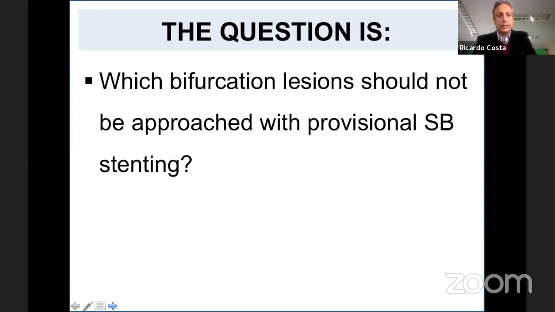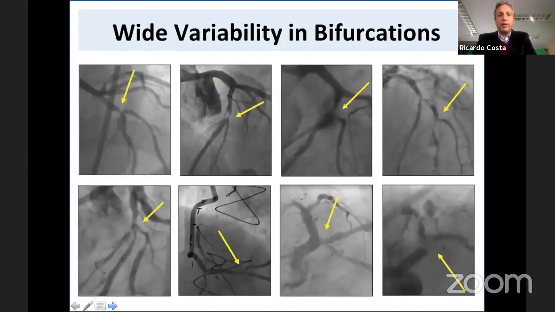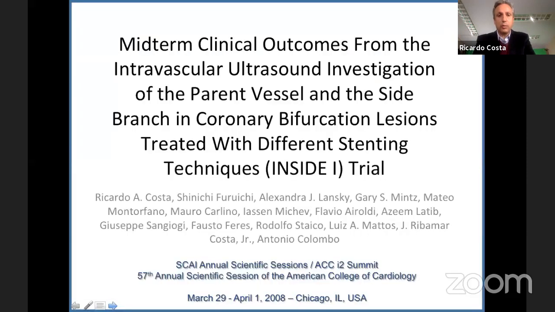So the question is, which bifurcation should not be approached with provisional side branch stenting? Is there any evidence for that? Which bifurcation lesions are at higher risk to fail with provisional side branch stenting? So the wide variability in bifurcation anatomy already tells us that not every technique can be applied in all bifurcation lesions. And that speaks mainly if you want to say, okay, a more simple approach versus a more complex approach.